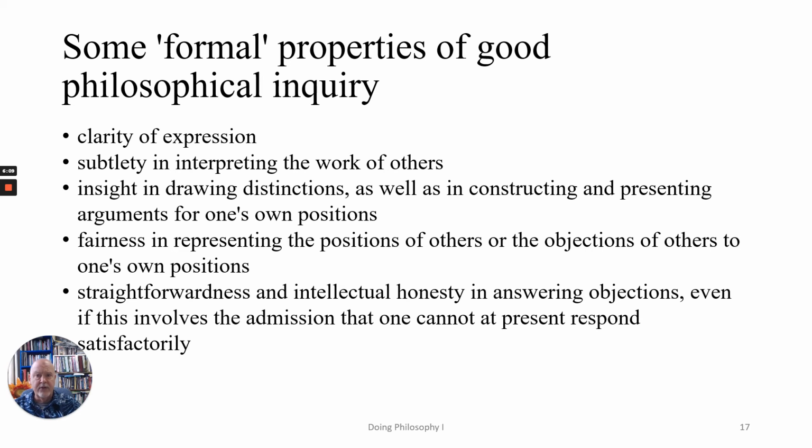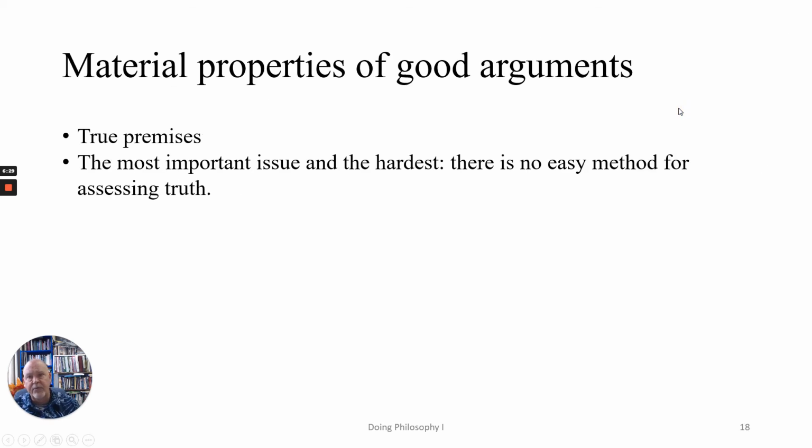A lot of students might fall back on this, and ask, is this a good argument? And you might say, yeah, well, the terms are very clear, and he does a good job at setting it up. But that doesn't really get at the real issue, because we're not looking at formal properties; they should be there. We're looking at material properties, and the material property that is most important, really the only thing that's important here, is: are the premises true? Most philosophers will not make logical mistakes. And so this is the important issue, but it's also the hardest issue, because there's no easy method for figuring this out.